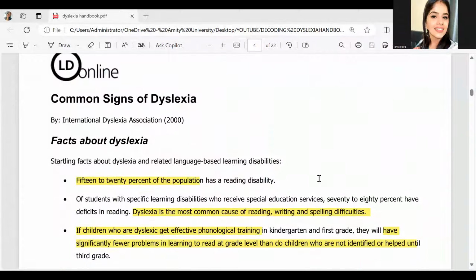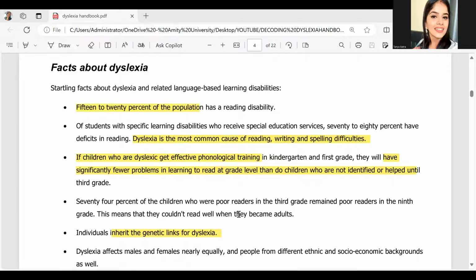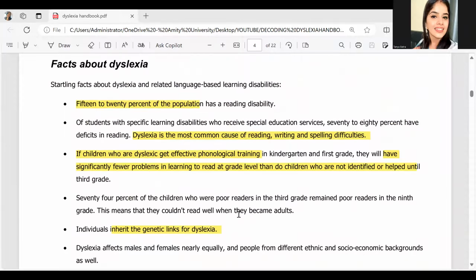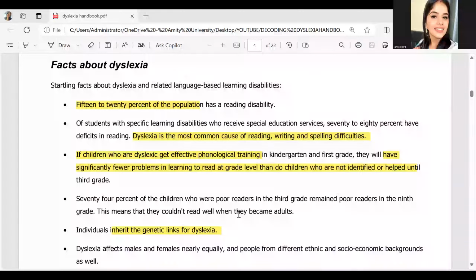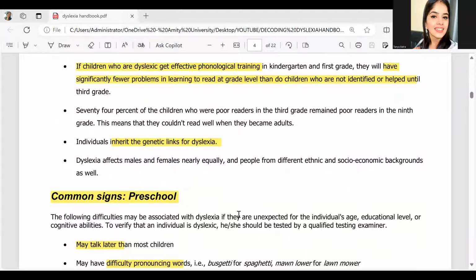Okay, now common signs of dyslexia. Facts about dyslexia. These are some of the facts that we all should be aware of. 15 to 20% of the population have a reading disability, so it is common nowadays in children. Dyslexia is the most common cause of reading, writing, and spelling difficulty. If children who are dyslexic get appropriate phonological training, then definitely their problems in reading and spelling will reduce. Individuals inherit the genetic links for dyslexia.